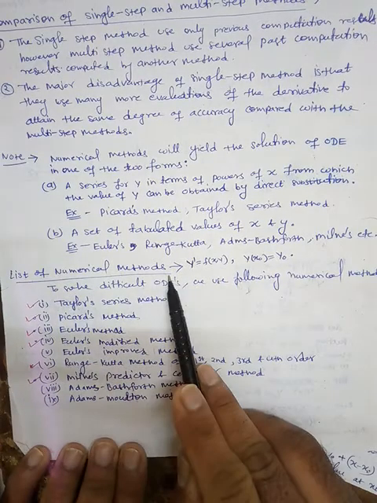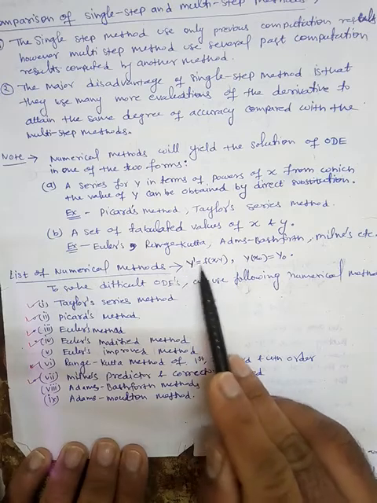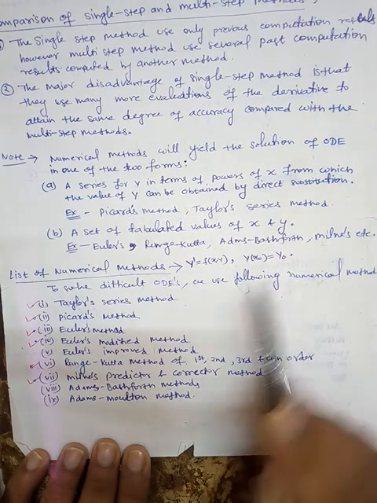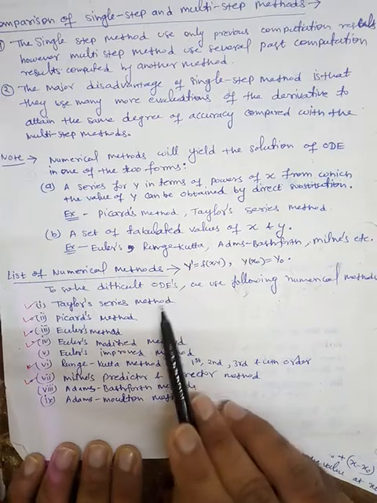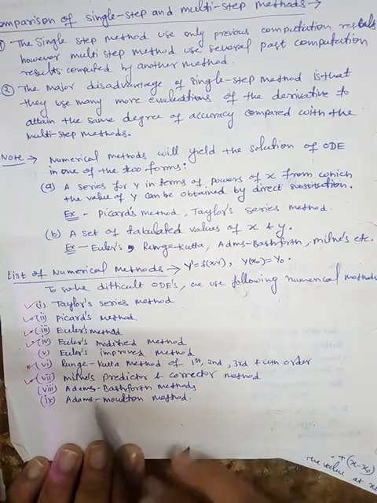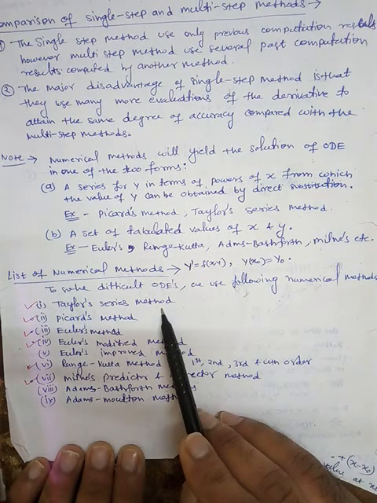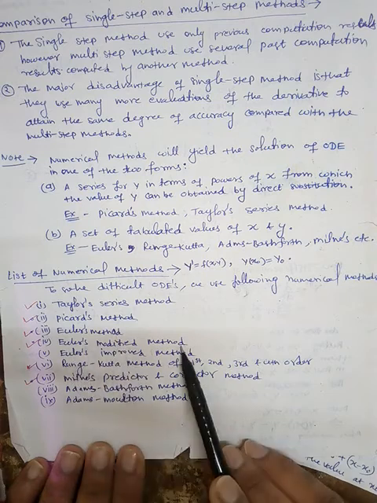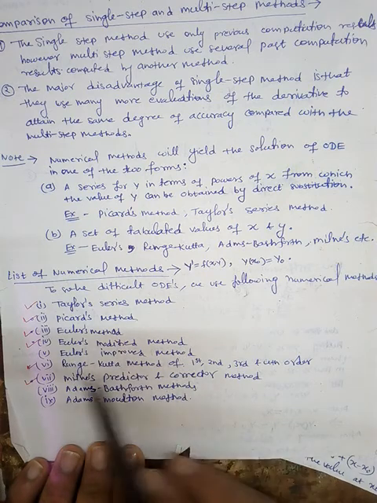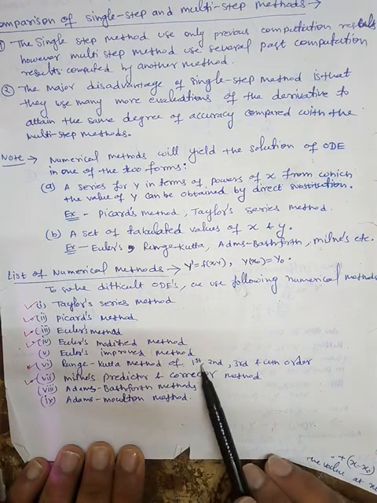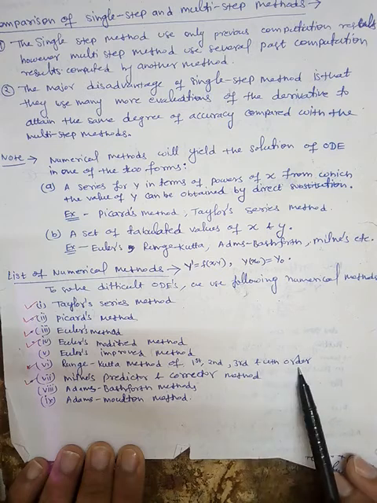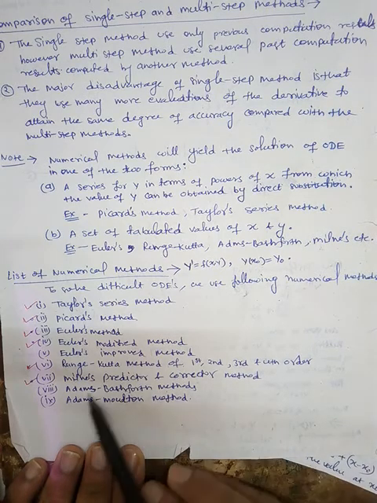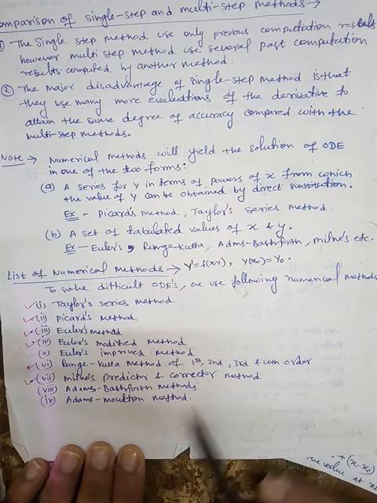List of numerical methods. Suppose we have the differential equation y dash is equal to f of x, y, where y at x naught is y naught. Then to solve this ODE, we have these methods: Taylor series method, Picard's method, Euler's method, Euler's modified method, Euler's improved method, Runge-Kutta method of order 1, 2, 3 or 4, then Milne predictor and corrector method, Adams-Bashforth method, Adams-Moulton method.